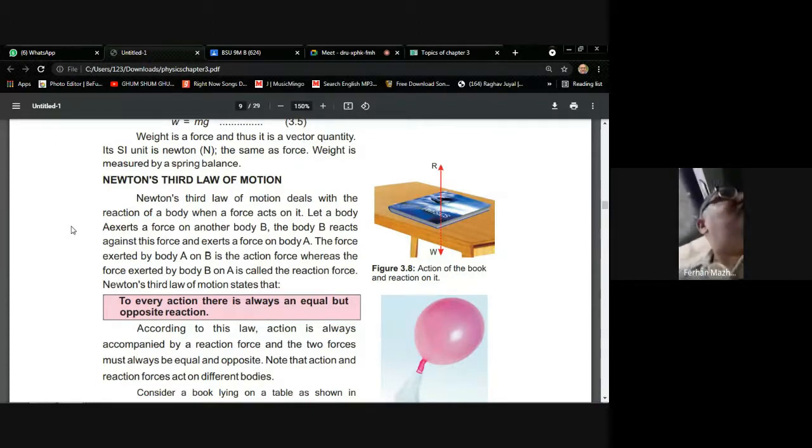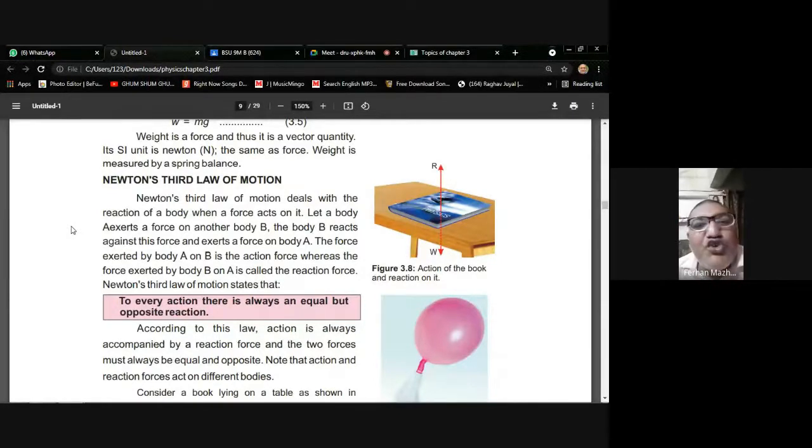Or in other words, whenever you apply a force on a body, that body will apply the same force on you. So when the tennis ball hits the wall, the tennis ball applies force on the wall, and the wall applies the same force on the tennis ball. This is called Newton's third law of motion.